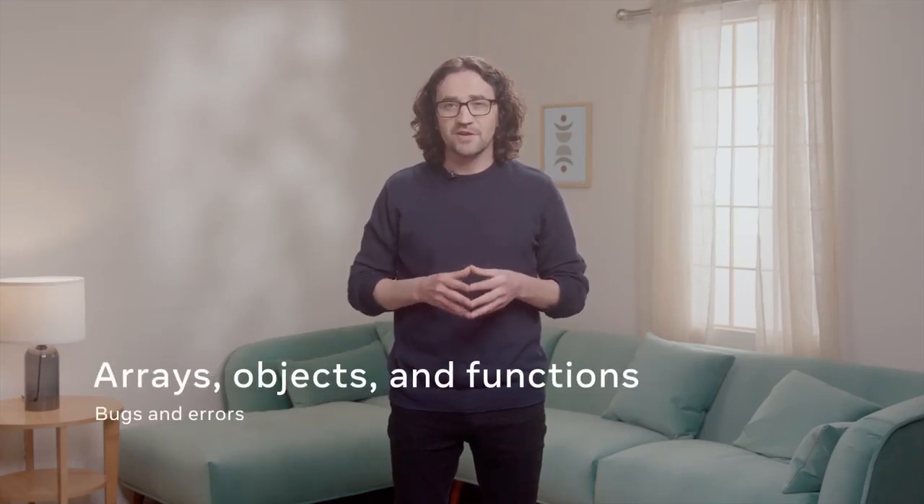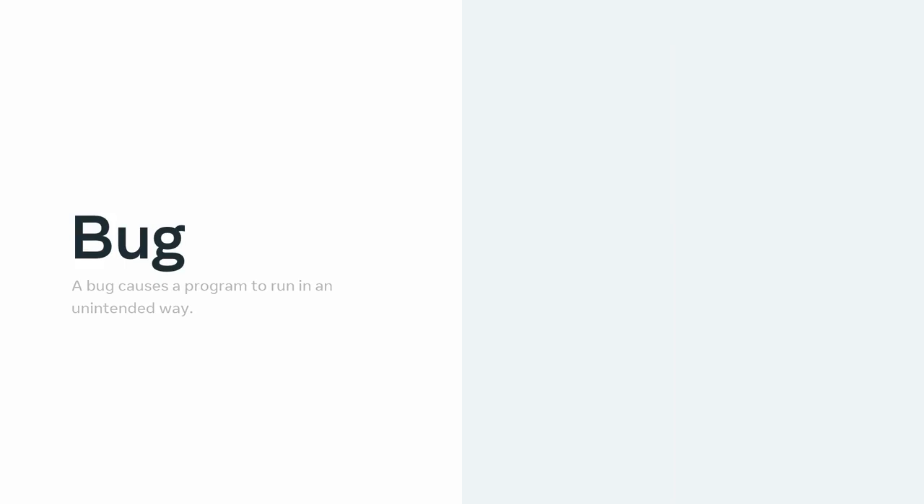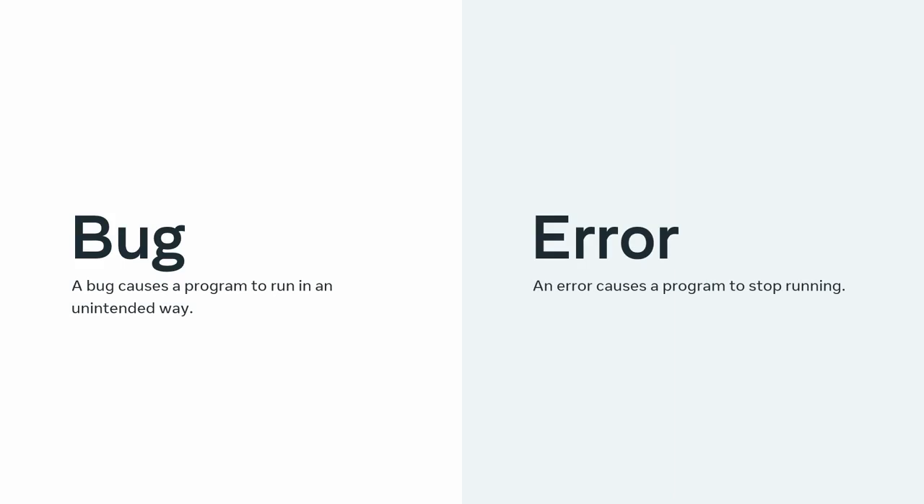Isn't it frustrating when you're working at your computer and an error message appears on the screen and forces you to stop what you're doing? When a bug happens, our program keeps running, but it behaves in a way we didn't intend. When an error happens, our program stops running as the result of an error. In this video, you will learn about bugs and errors in JavaScript and some of the common error types, such as syntax, reference, and type errors.